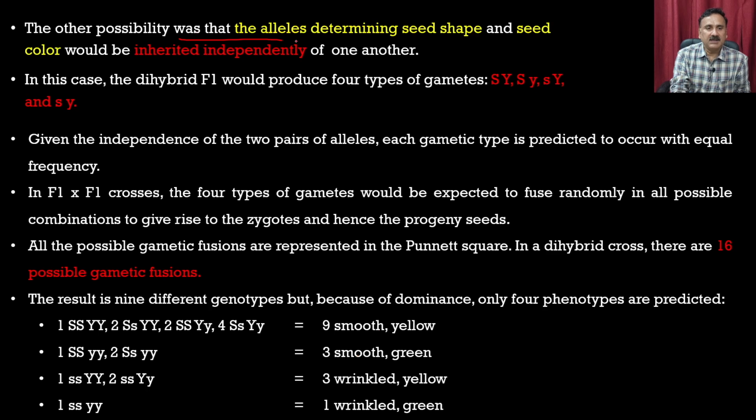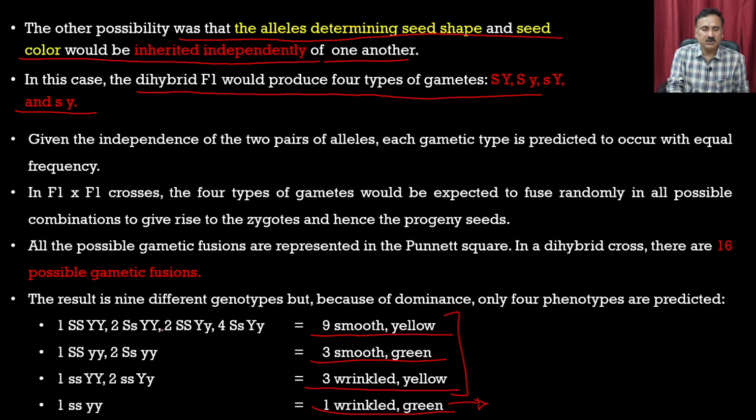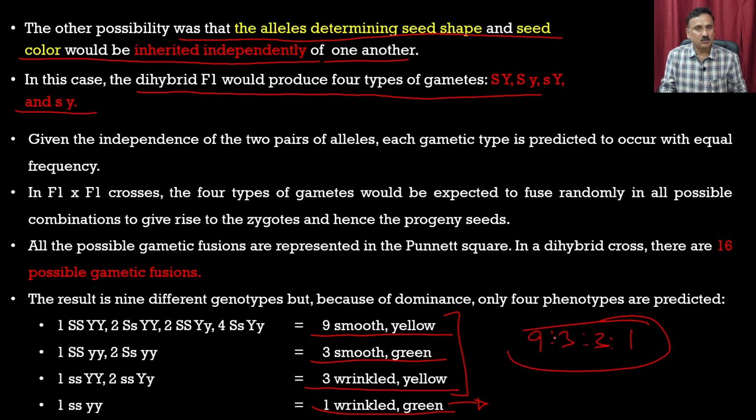So the other possibility is that alleles determining the seed shape and seed color would be inherited independently of one another. And in this case, the dihybrid F1 will produce all sorts of genotypic and phenotypic appearances, right? And as a result, you're going to have 9 smooth yellow, 3 smooth green, 3 wrinkled yellow, and 1 wrinkled green. So this is the phenotypic ratio, this is the genotypic ratio, right? So that's why it is going to maintain a phenotypic ratio of 9:3:3:1, right?